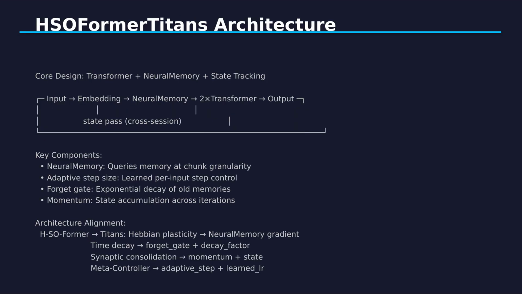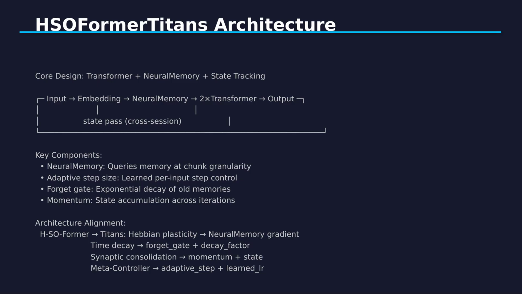The HSOFormerTitans architecture follows a clear pipeline. Input goes through an embedding layer, then neural memory for memory-augmented processing, then 2 transformer encoder layers, then output projection. The critical innovation is state passing. Memory weights persist and evolve across sessions, not just within a single forward pass.